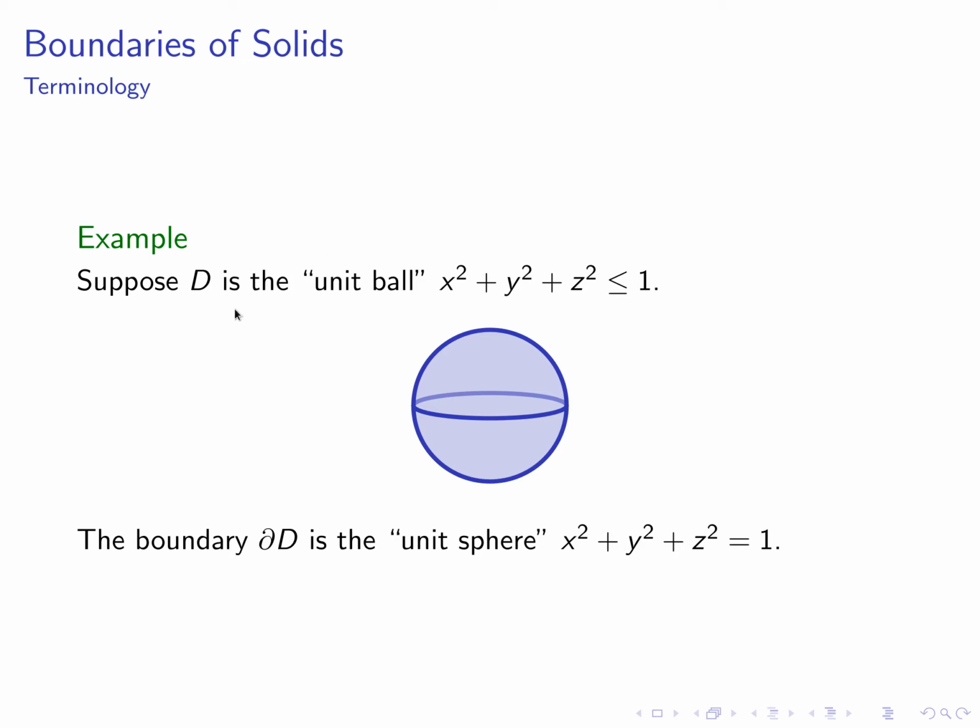And the unit sphere is described by the equation x squared plus y squared plus z squared equals 1. So in this example, the domain in question was described by the inequality x squared plus y squared plus z squared is less than or equal to 1, which describes this 3-dimensional solid, including the unit sphere and everything inside of it, whereas the boundary is the outer shell, which is the unit sphere itself. x squared plus y squared plus z squared equals 1.